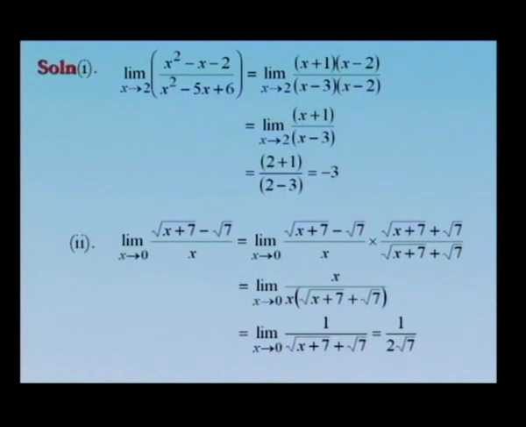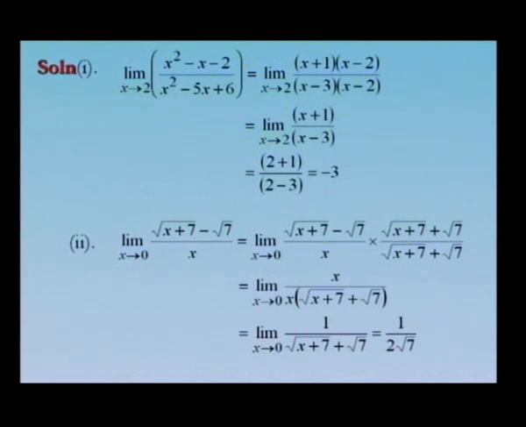Now it is in the simplest and lowest form. Now we can substitute x equals to 2 to evaluate the limit. So this becomes (2 plus 1) upon (2 minus 3), that is minus 3. So its limit is minus 3. Now consider the second example.